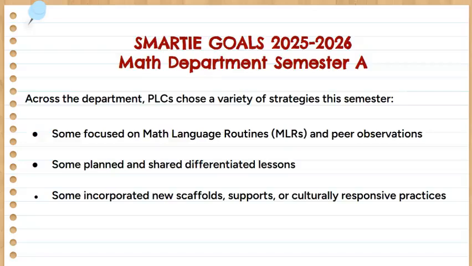Well, we are halfway through marking period 2 and 3/4 of the way through the fall semester. In January, we're going to be examining our Smarty goals, so it's a good time for us to revisit them now. We decided we were going to look at math, language, routines, and complete peer observations, or plan and share differentiated lessons, or incorporate some kind of new scaffold support or culturally responsive practice.